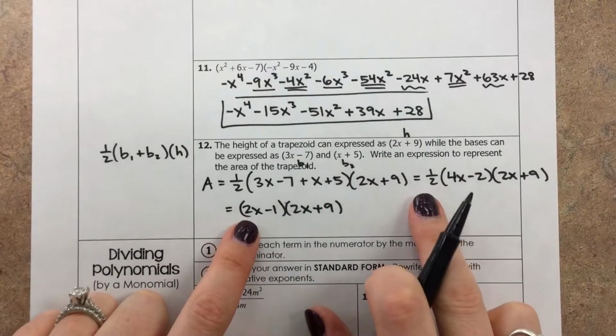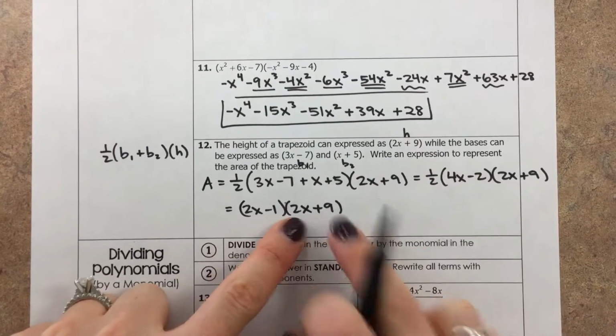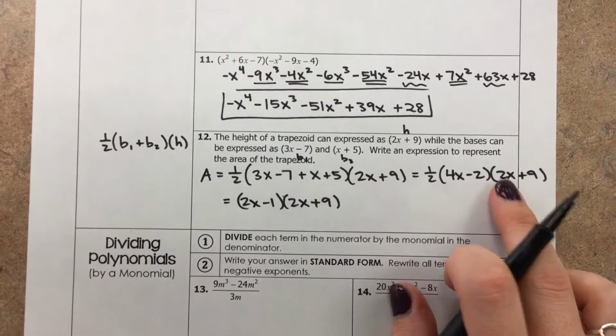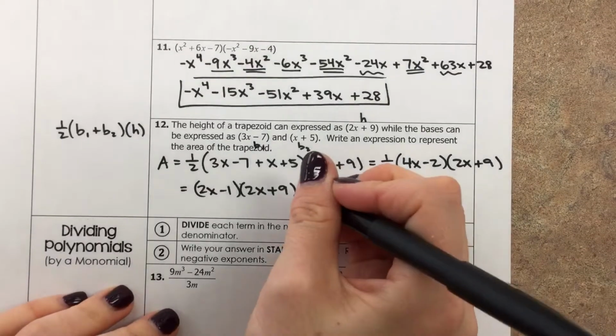Okay, so I distributed the 1/2 to these two pieces, and then I'm multiplying by this 2x plus 9. So the 1/2 only multiplies to one of them, not both of them. Then I FOIL this out for my answer.